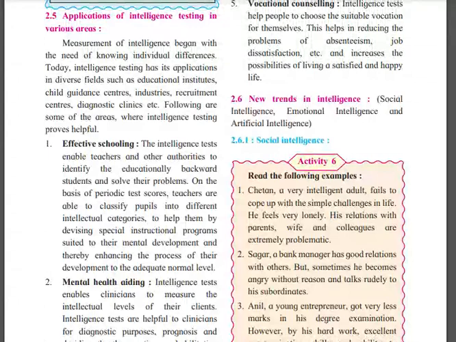Application of intelligence testing in various areas. Measurement of intelligence began with the need of knowing individual differences, to know the difference between one individual and another. Today the intelligence test has its application in diverse fields: educational, child guidance centers, industries, recruitment centers, diagnostic clinics, etc. Following are some of the ways testing proves helpful.